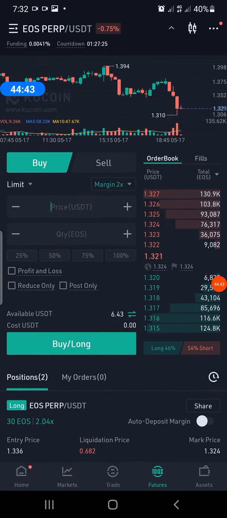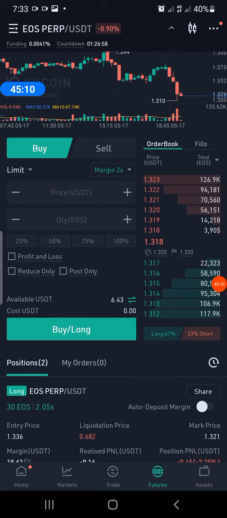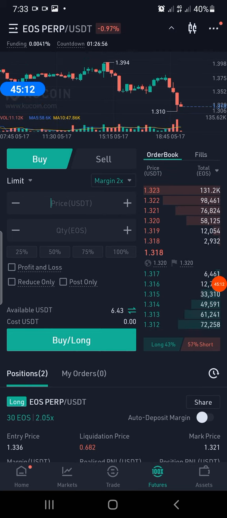So once again, this is an introduction guide to futures trading. This guide is basically meant for you to pick up and master futures trading. It doesn't talk about analysis, how to analyze the market, or other forms of trading. This is basically for futures.